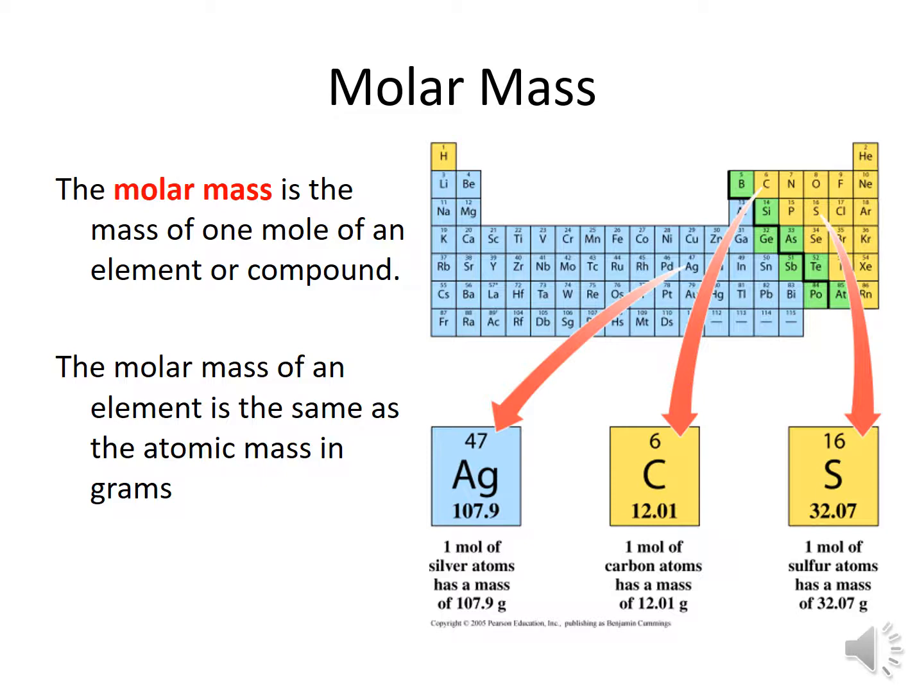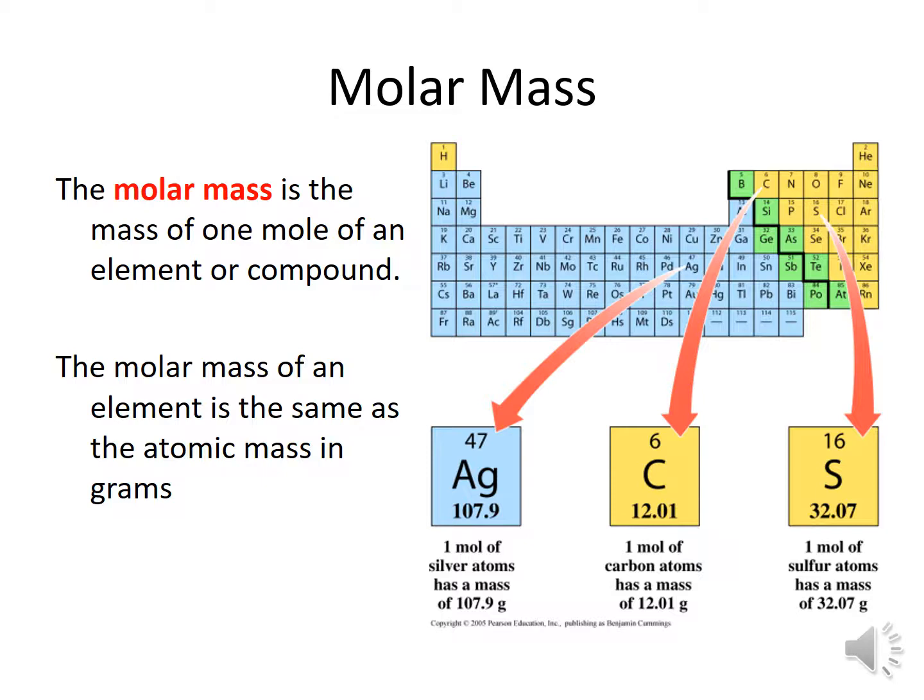Molar mass. Molar mass allows us to count atoms by weighing. Molar mass is the mass of 1 mole of an element or compound. Molar mass is actually the same as the atomic mass, but we actually use atomic mass in AMU units. The molar mass simply uses the same number, but grams.